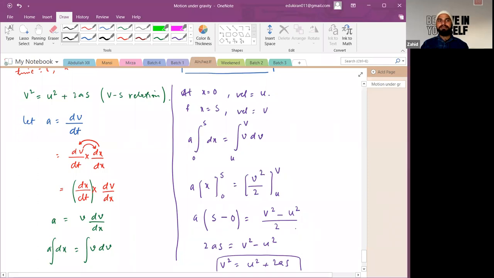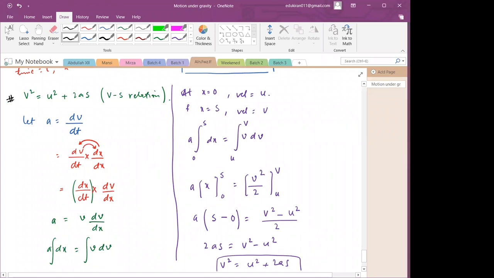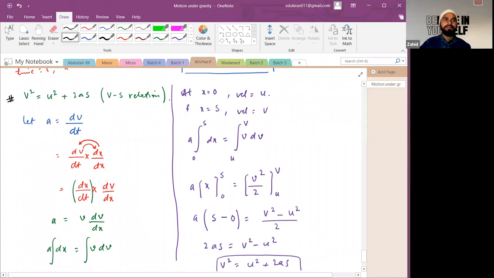Helen, is it clear? So this is third equation of motion. Just write it down.